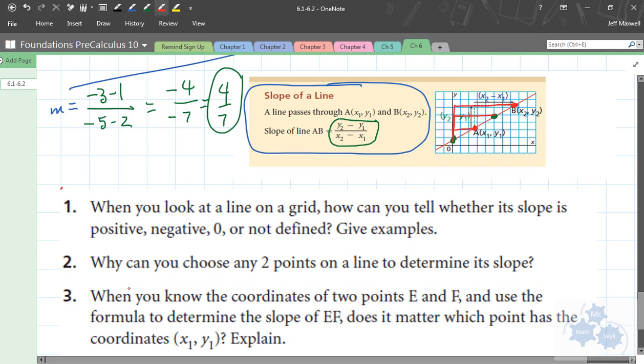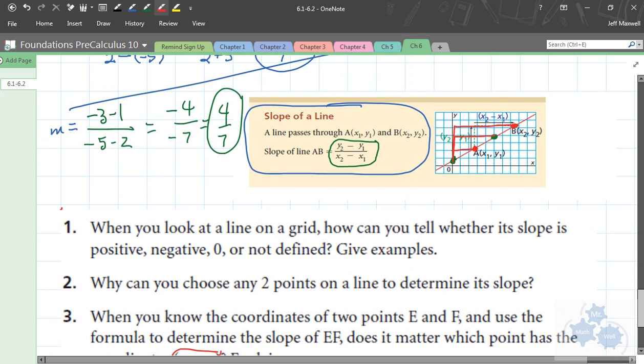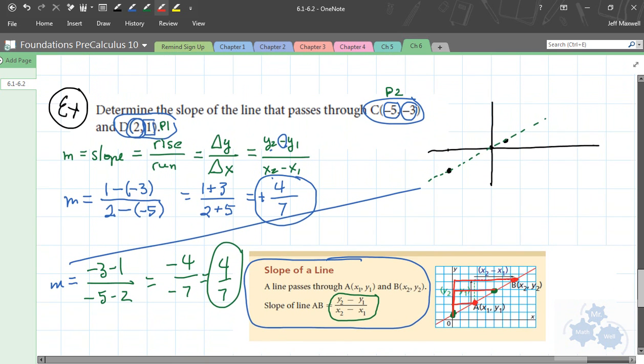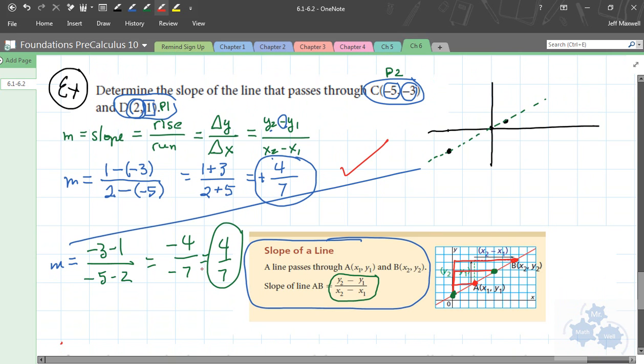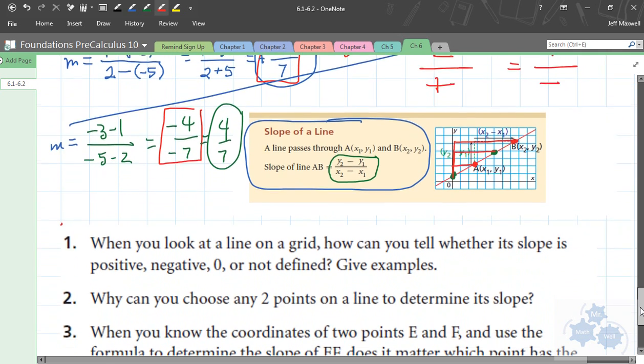And finally, when you know the coordinates of 2 points E and F, you use the formula to determine the slope of E and F. Does it matter which point has the coordinates x1, y1? We just did an example like that. Does it matter which is the first point and the second point? No. Right? Because of this example right here. You're going to get positive over a positive, or a negative over a negative. Or you might get a negative over a positive, and the other way you would get a positive over a negative. Both would yield you the same answer.